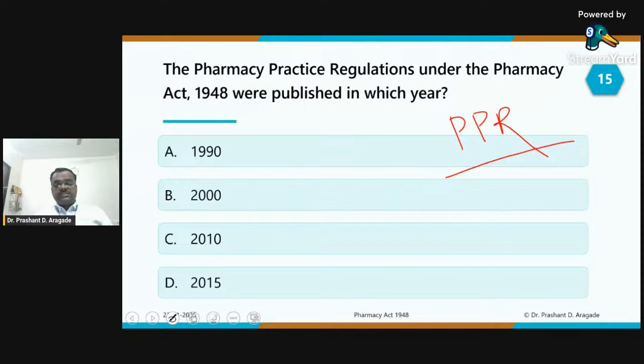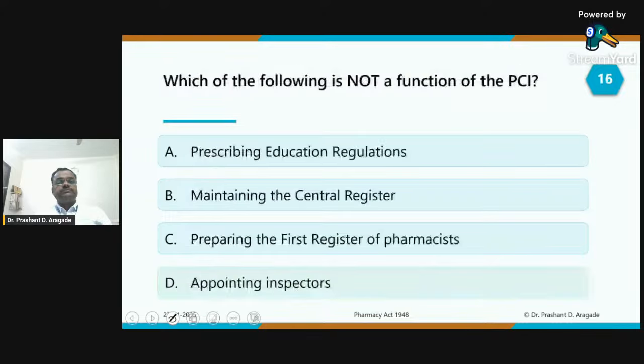So the correct option is option D, 2015. PCI published the pharmacy practice regulations in 2015. And it is now a public document available on the PCI website.